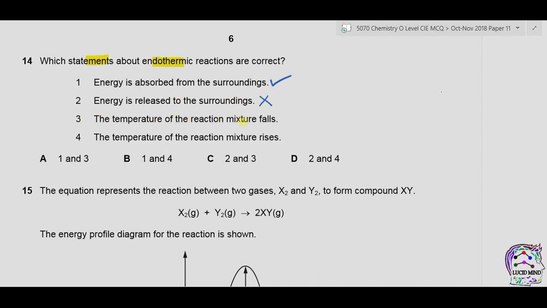3. The temperature of the reaction mixture falls. This is correct because in endothermic reactions, the temperature reading decreases. For example, if the initial temperature was 20 degrees centigrade, then in an endothermic reaction it will decrease to, let's say, 10 degrees centigrade or anything else that is lower than 20. 4. The temperature of the reaction mixture rises. This is only true for exothermic reactions, not for endothermic. So statements 1 and 3 are correct. Answer is A.